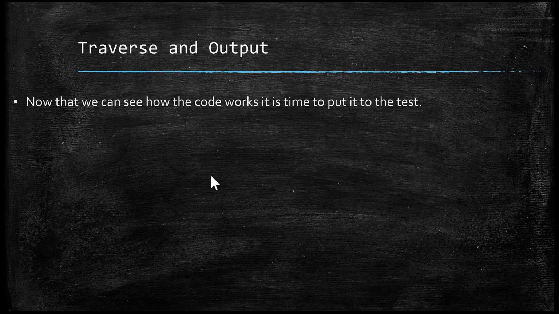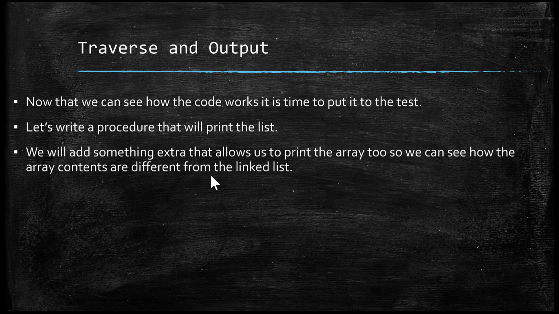So let's traverse and output so we can see how the code works, and now it's time to put it to the test. Our code looks like it works. We need to put it to the test, and we need to output it. So we're going to write a procedure that's going to print the list, but we're going to add something extra that allows us to print the array too, so we can see how the array contents are different from the linked list. Let's switch over and code out that print list method.